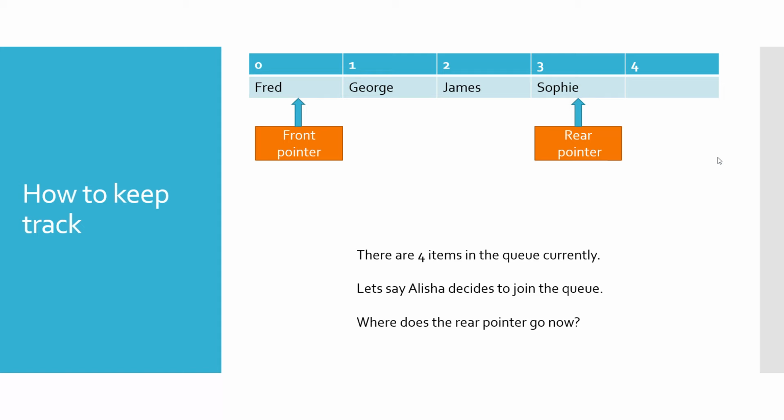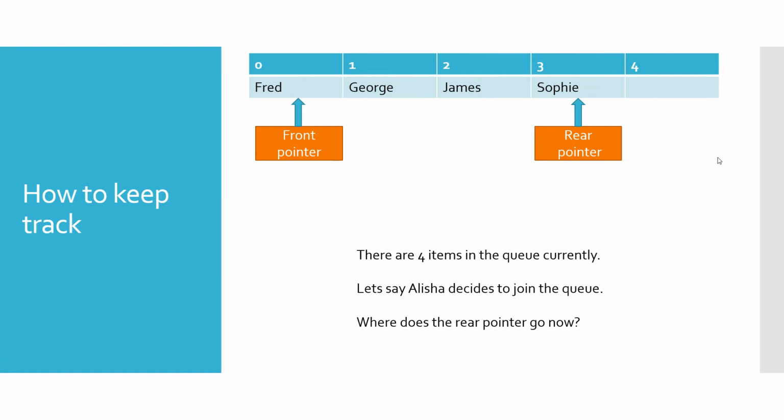So the front pointer, and this is where it's really quite important, front and rear pointers essentially tell the program where the front and the end of this queue is. So the front pointer will always point to the first item that was inserted when it's first instantiated, and the rear pointer points to the last. So there's 4 items at the moment.